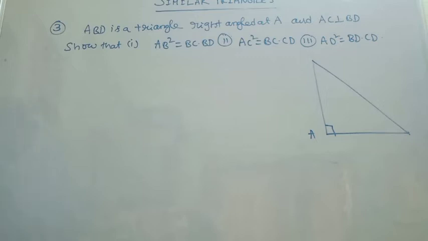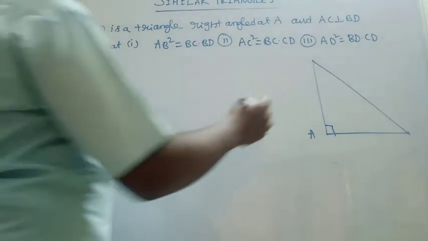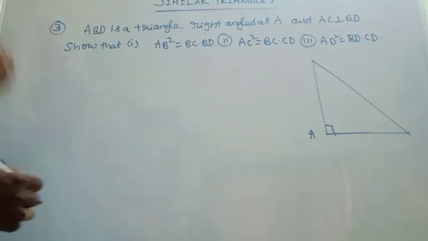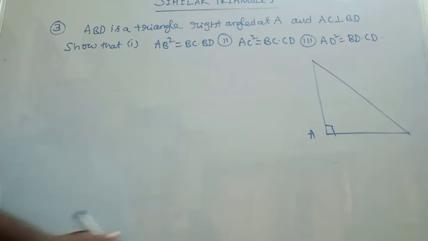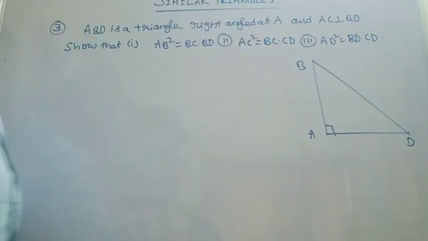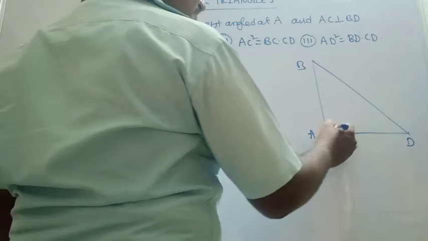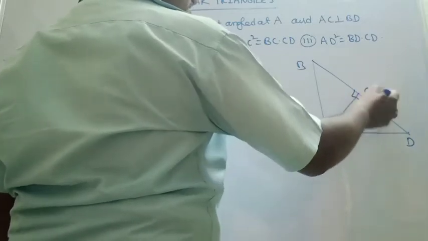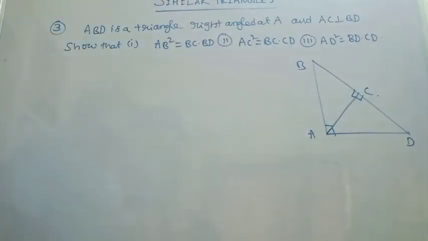Okay, AB like this. Fine. ABD is a right angle triangle. Let us take here D, and like this ABD is a right angle triangle. In this right angle triangle, we have AC perpendicular to BD. Once AC is perpendicular to BD, we need to show all these things.